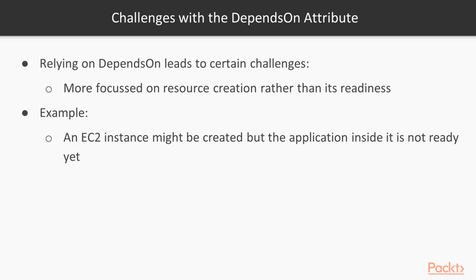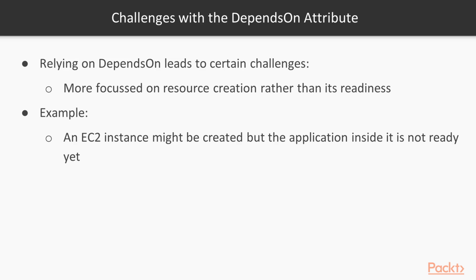However, it might be possible that the application inside that EC2 instance is not at all ready and maybe not working at all. So you need a way in which not only the creation of the EC2 instance has to be successful, but also the application inside that EC2 instance is up and running. Then only can you go ahead and create the subordinate resource. So that is what the true challenge is. And that challenge is solved partially with the help of wait conditions and creation policies.